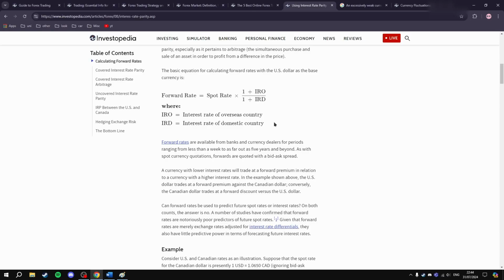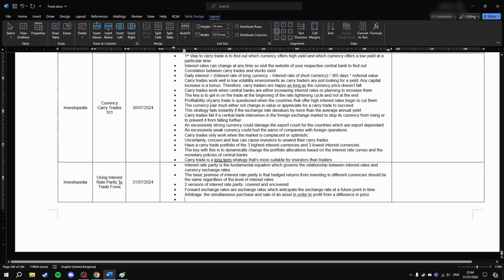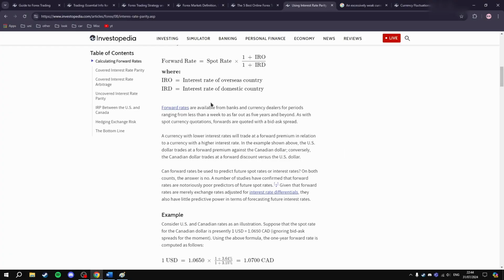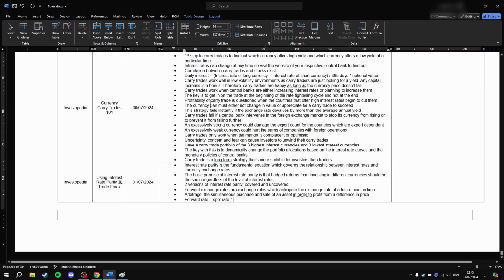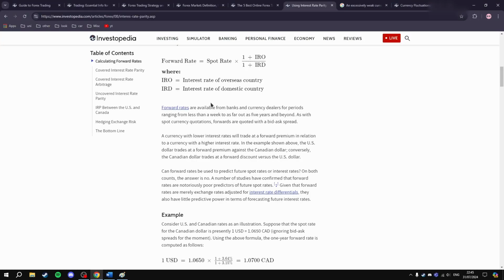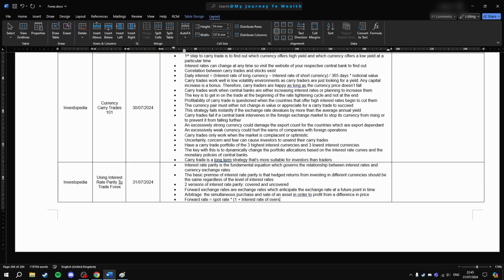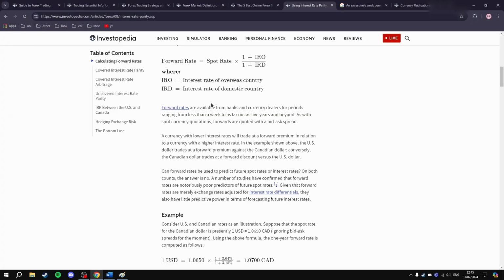The basic equation for calculating forward rates with the USD as a base currency is: forward rate is equal to spot rate times 1 plus the interest rate of the overseas country, divided by 1 plus the interest rate of the domestic country.